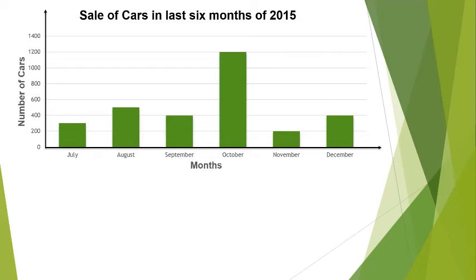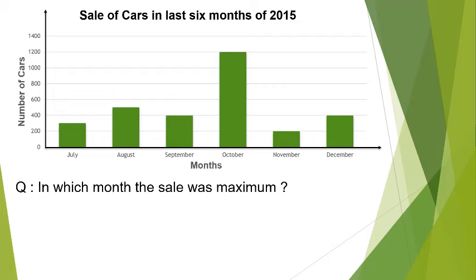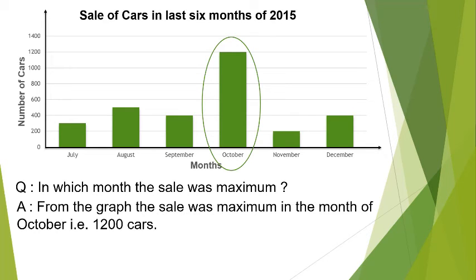Now comes the interpretation of the bar graph. The first question is, in which month the sale was maximum? Now we can see from the bar graph, the highest bar is for October. That is, we can see from the scale 1200 cars. So, from the graph, the sale was maximum in the month of October, that is 1200 cars.